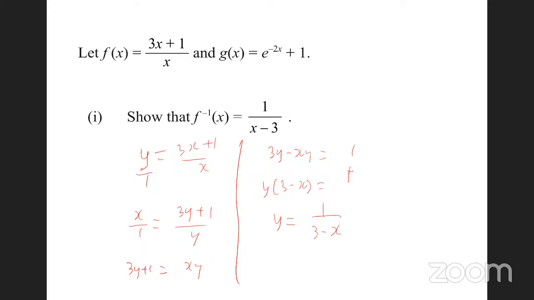Oh, sorry. When I carry it across, it says minus 1. Which is the same as 1 over x minus 3. Okay.